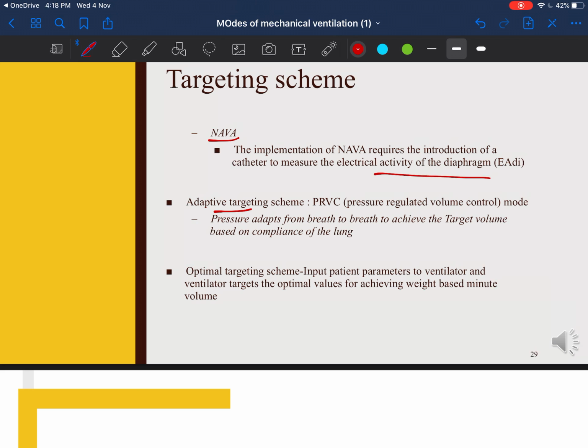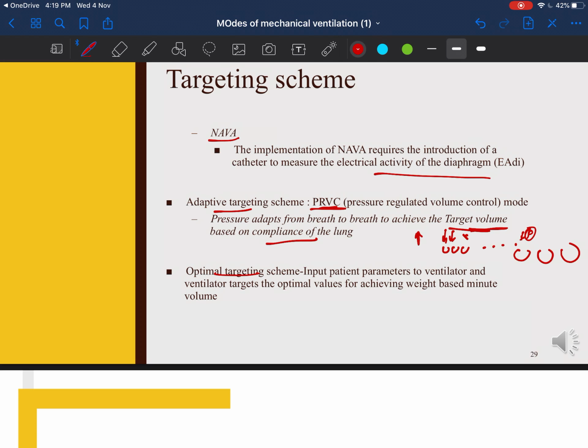Adaptive targeting scheme is where the example of pressure regulated volume control mode comes in. Pressure regulated volume control is where the pressure varies depending upon the compliance of the lung to achieve the target volume. Suppose the patient's compliance was very poor to start with. The ventilator had to provide too much pressure to achieve this set target volume. As the days progressed, the compliance increased because the underlying pathology improved. Then for delivering the same amount of target volume, less pressure will be required. So you need not stand by the ventilator to see what has happened to the compliance and change the pressure. The ventilator will do the work for you.